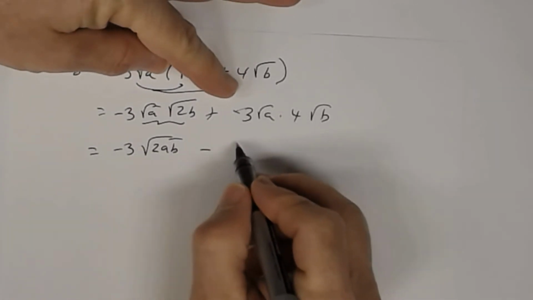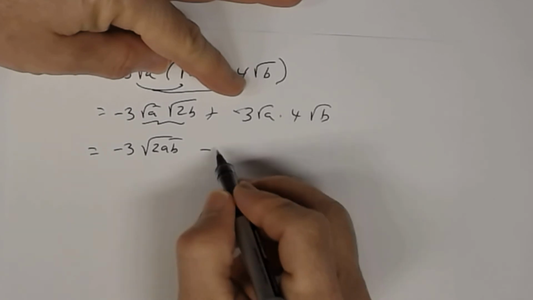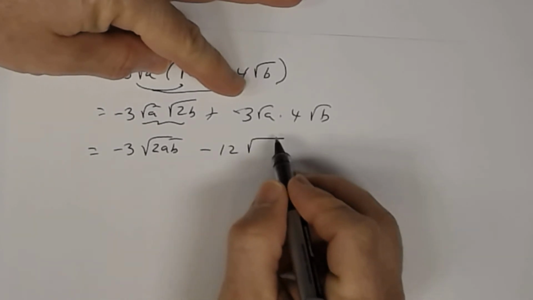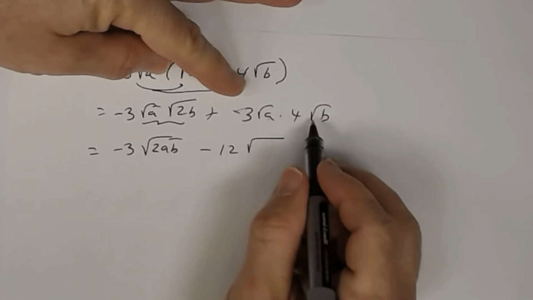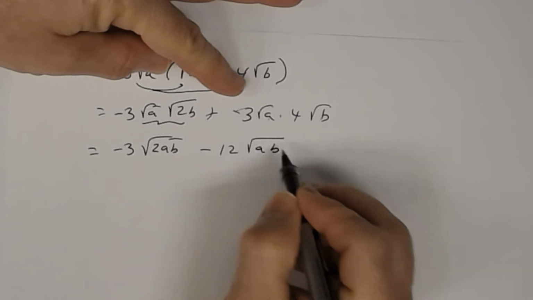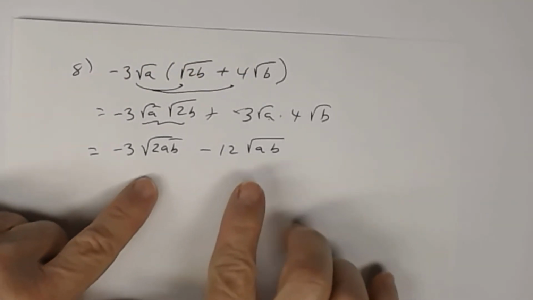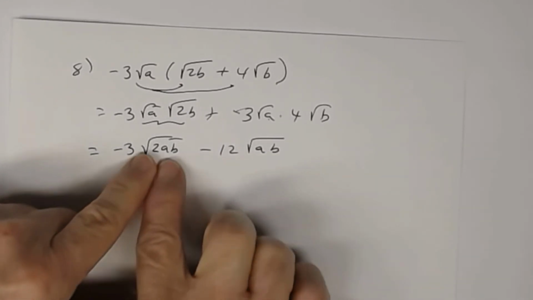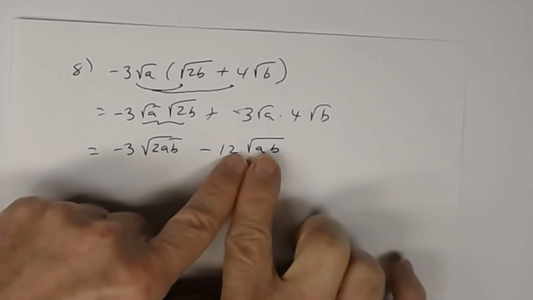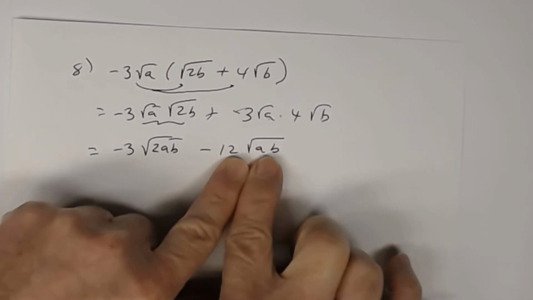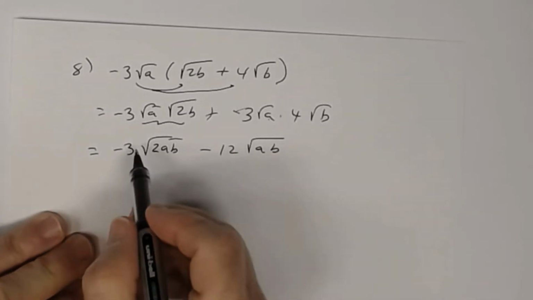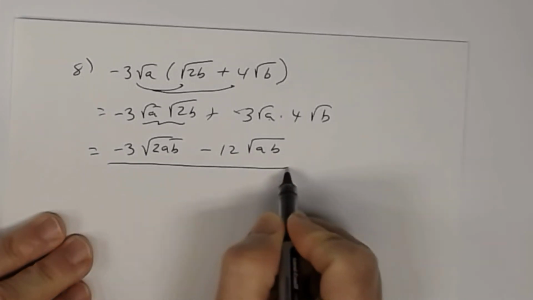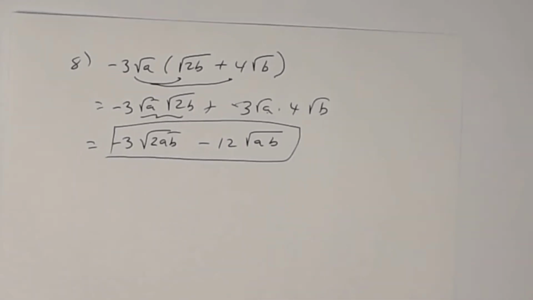And then that will be minus 3 times 4 is 12. So we minus 12 square root of, and then a times b is ab. Now be careful. Some students are going to want to combine these. These are not like terms. See, the radicand here is 2ab. This is just ab. All right, so there's nothing you can do there. So in terms of simplifying, there's your answer. Okay, that's all you do.